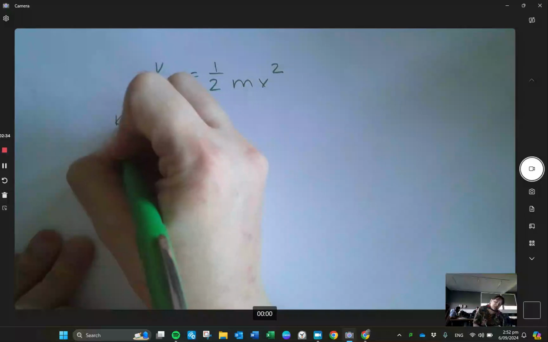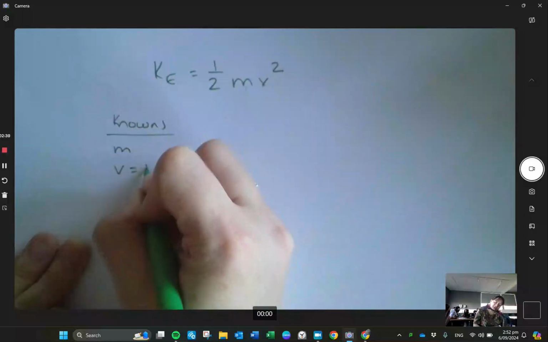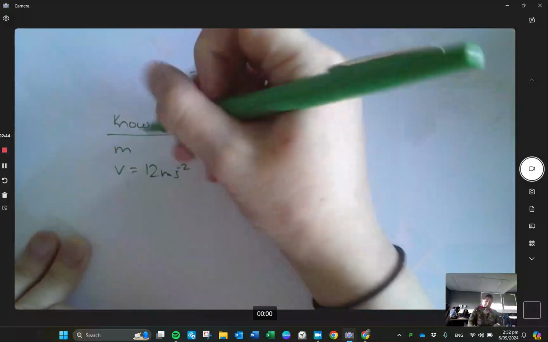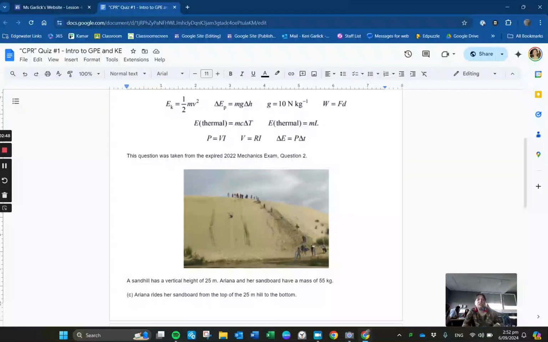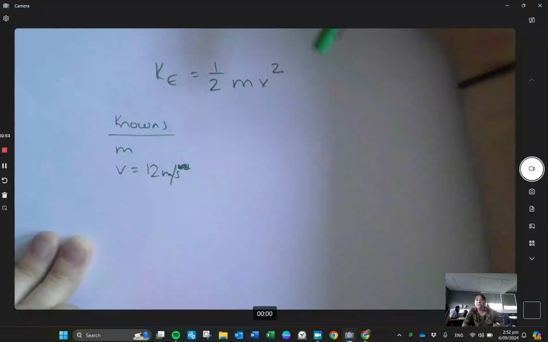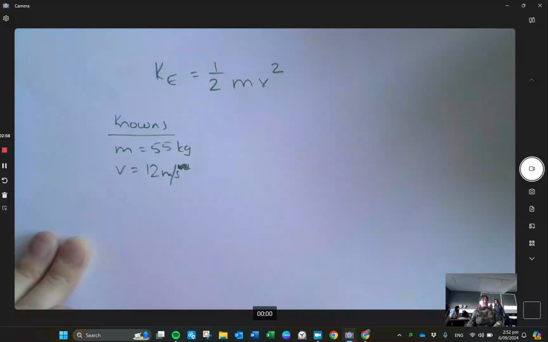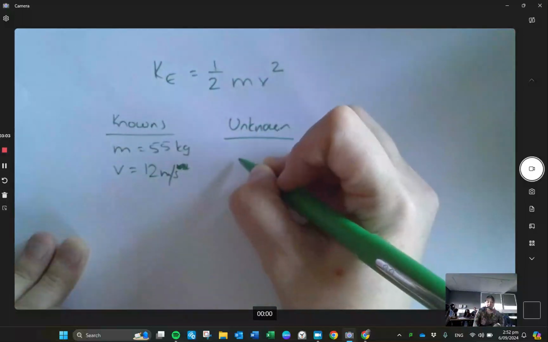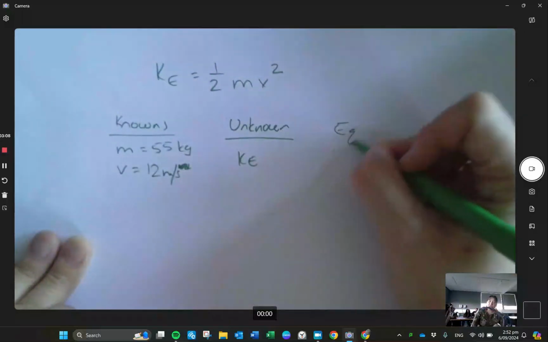So my knowns in this case would be, we know her mass and we know her velocity. So velocity, we know it's 12 meters per second. Not squared, we're not talking about acceleration. And then we know her mass is 55 kgs. And my unknown is that KE. So if I was to put in the equation that I need, it's going to be this one up here.